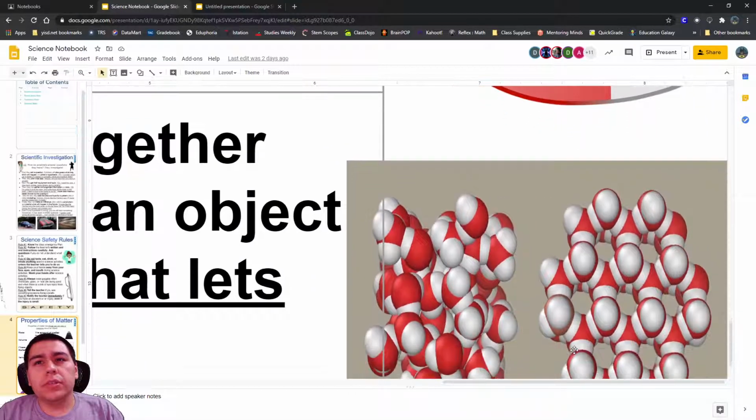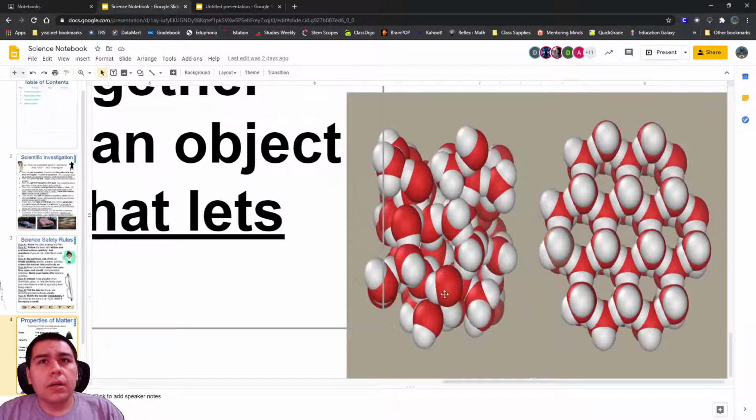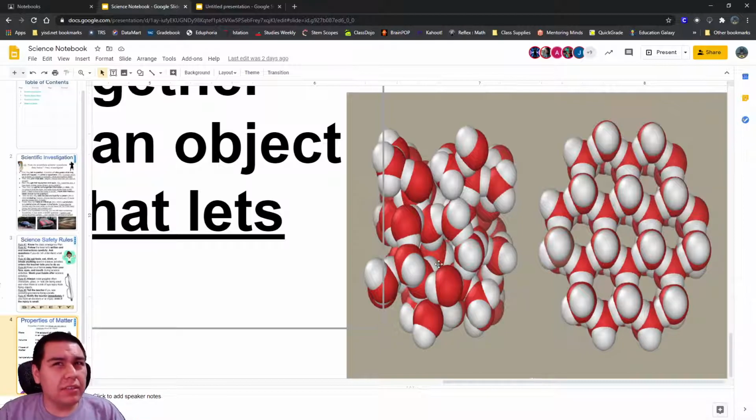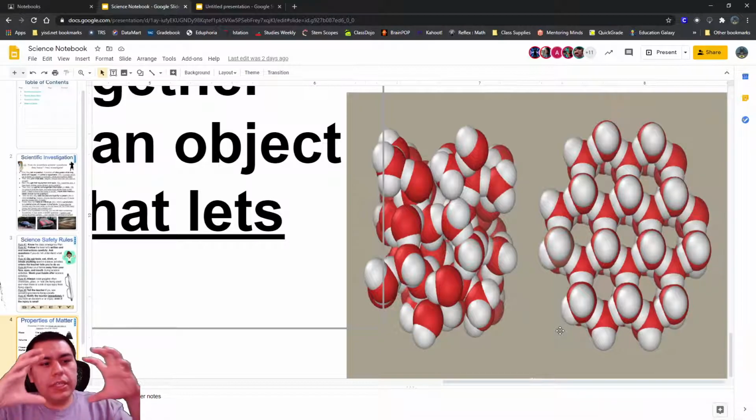So in this picture, you see how in one, all these little bubbles are super, super close together, right? There's not a lot of space here. And in the next one, you see how it has these big gaps? That's what density tells you. How close together is all of that squished together? Is it real squished together, or are there big holes and gaps in there?